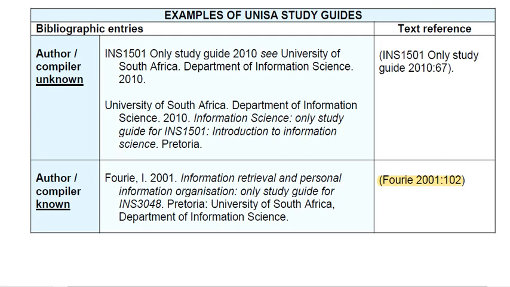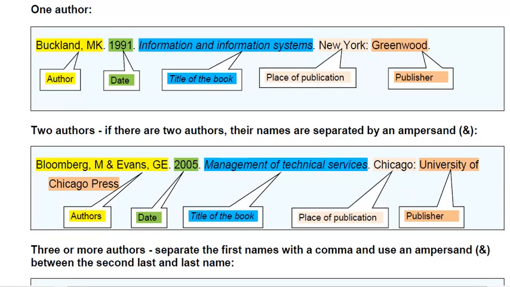Yeah, simple as that. Now I want us to look at how to reference books. When we reference books, we write the author's surname and initials. There must be no full stop in between the initials. We write the date of publication or the year. Then we write the title of the book in italics. Then we write the place of publication, town or city name, not the country. Then we write the publisher.